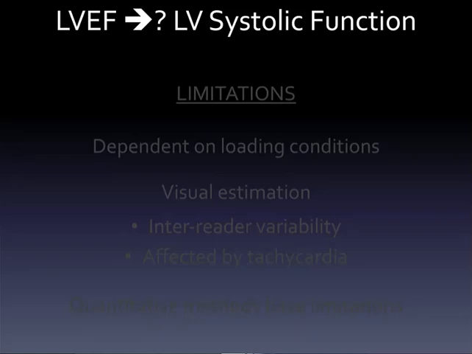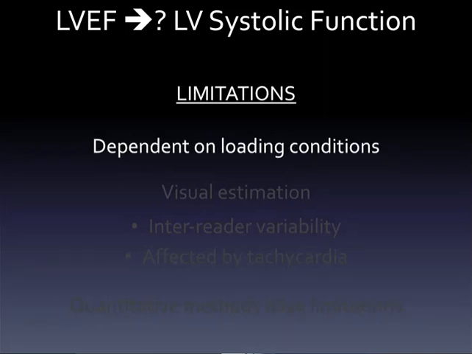The limitation of using LV ejection fraction as a surrogate for systolic function is that it really is dependent on loading conditions. In patients who are very hypovolemic, for instance, they have some sort of an acute bleed or they're very dehydrated, their ejection fraction is going to look a lot better. Whereas if you have someone in a hypertensive crisis or they're very volume overloaded, then the ejection fraction is going to look a lot worse, whereas it may not be a reflection of their actual systolic function.